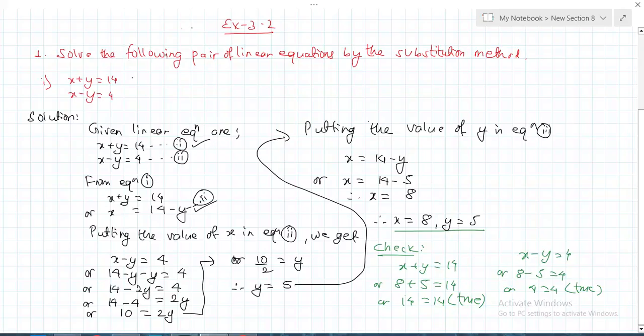In this way, we can solve this question of linear equations by the substitution method.